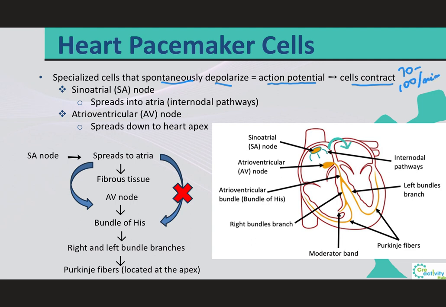Now, there are two locations where these nodal cells are present. One is at the top of the right atrium, and this group of nodal cells is called the SA node. The second group of nodal cells is called the AV node, and they are located near the coronary sinus of the interatrial septum at the bottom of the right atrium.